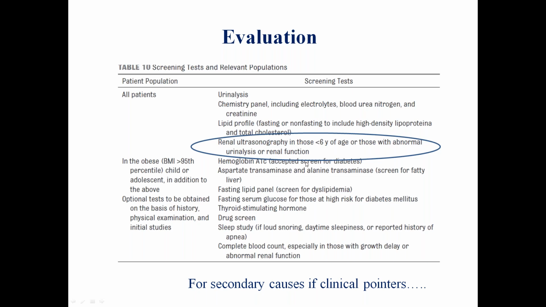And a renal ultrasound should be done for all children who present with hypertension to identify any structural abnormalities of the kidney. HbA1c is usually indicated in obese patients, and especially ALT, AST, again in obese patients. And thyroid stimulating hormone, if all of these things are negative, then rarely hyperthyroidism may also cause hypertension. And sleep studies, etc., generally only as secondary causes if the child is very obese.